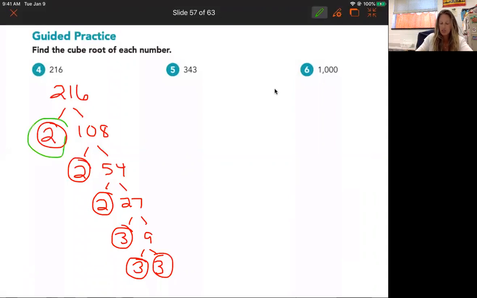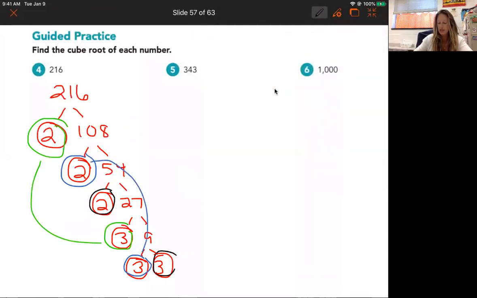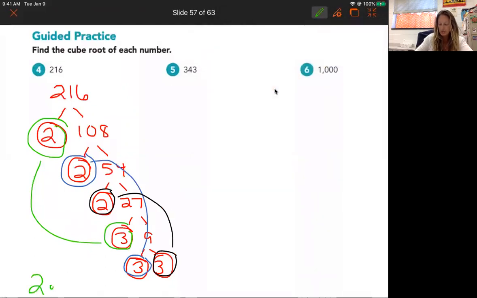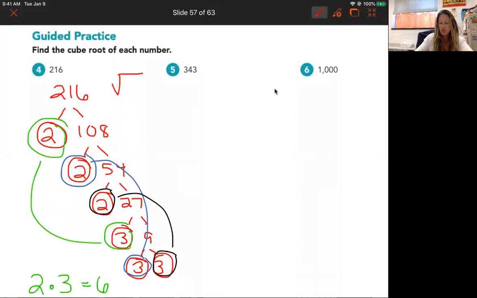So I'm going to take a 2 and a 3. They can pair up. And I can take another 2 and another 3, and they can pair up. And then I can take the other 2 and the other 3, and they can pair up. So each identical group has 2 times 3 in it. Well, 2 times 3 is 6. So I know then that the cubed root of 216 is going to be 6.